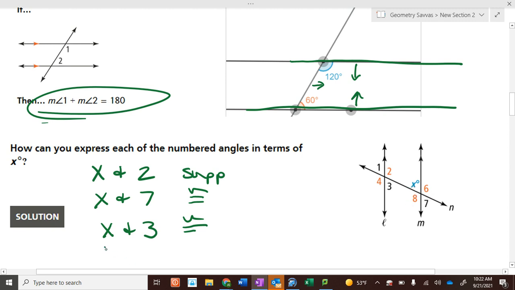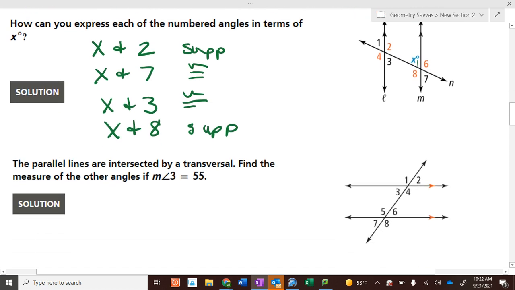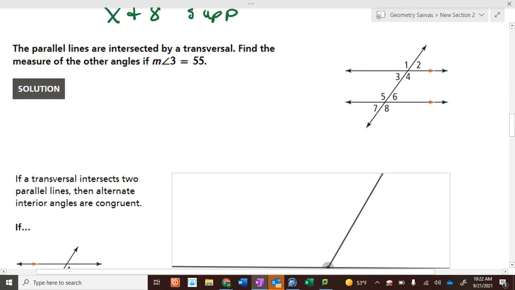What about X and 8? They're supplementary. Why are they supplementary? Because they are linear. They are a linear pair. Okay, they're a linear pair. So when they're on a straight line, they add up to 180.